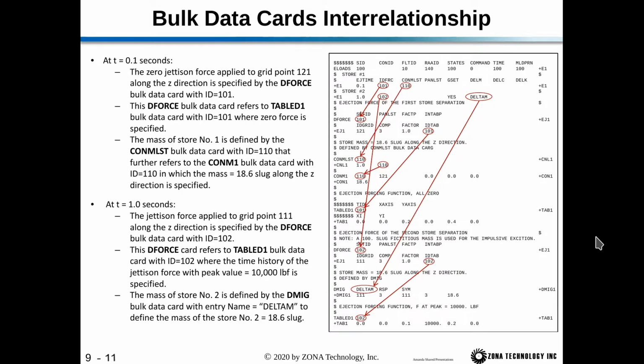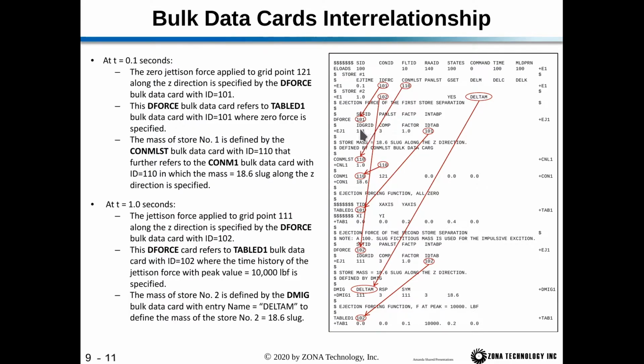And these are the bulk data cards. So our ELOADS card, we have 2 rows here representing the 2 stores. So the first store, the ejection time is 0.1 seconds. The second store, the ejection time is 1 second. For the first store, we refer to this DFORCE card 101, and it defines the store mass here. So our store mass is at grid 121, only in the Z direction.